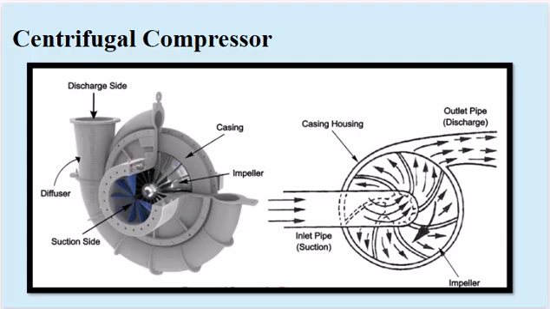So, why is it so popular? Centrifugal compressors are known for their high efficiency and ability to handle large volumes of refrigerant. That's why you'll often find them in massive commercial and industrial HVAC systems, where reliable and continuous performance is an absolute must.